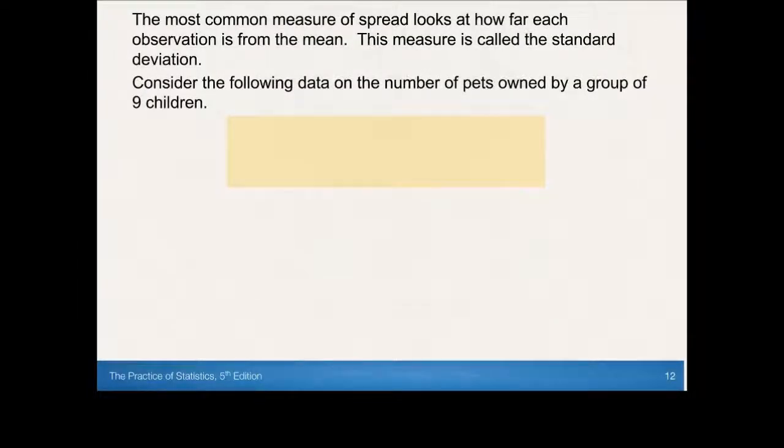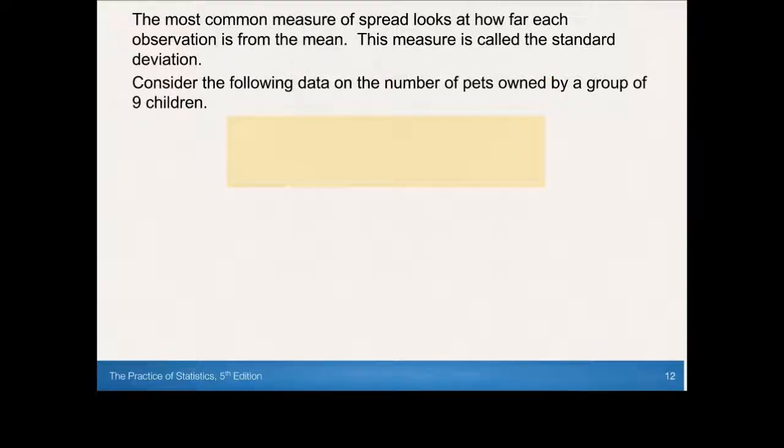Okay, so now we're going to look at how we're going to measure the spread. The most common measure of spread looks at how far each observation is from the mean. This measure is called the standard deviation. Maybe you've heard that term before. It's a common thing for people to talk about in statistics.